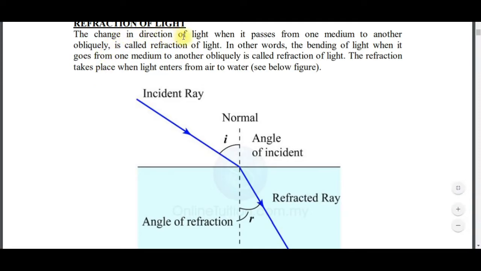The change in direction of light when it passes from one medium to another obliquely is called refraction of light. Don't worry about the word obliquely, it does not matter. It is just used to make the answer and the notes fancy. All you need to know is that the change in direction of light when a light ray passes from one medium to another is called refraction of light.